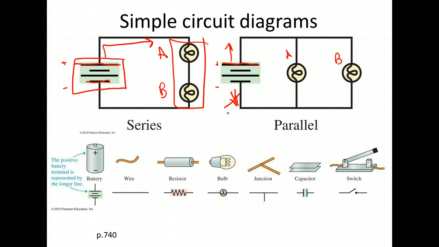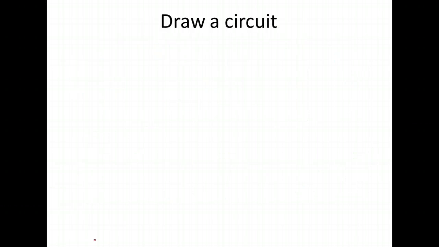Fair enough? Okay, so these symbols are on page 740 in your book, and I'm going to give you guys whiteboards, and Matt, get out a piece of paper. And so I want you to use those symbols on page 740 and draw me a circuit with a capacitor and a bulb. Nice job. And then hold it up whenever you're done.